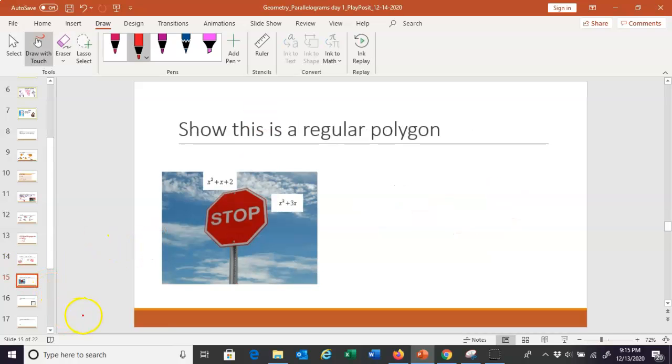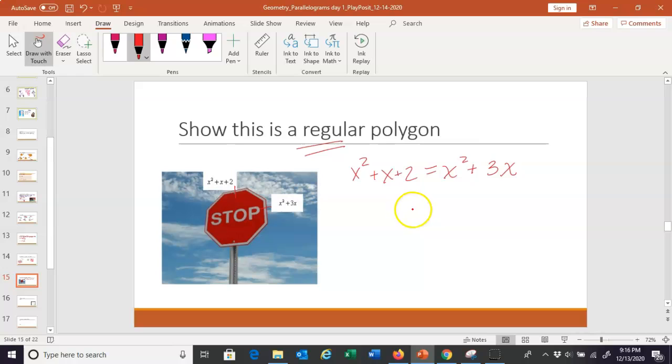All right, here's an example. Show this is a regular polygon. So again, we know this word regular means equal sides, equal angles. So if this is regular, then these would have to be equal. So let's set them up to be equal. Now, if I recall correctly, I set this up on purpose to not work. So let's see what happens.